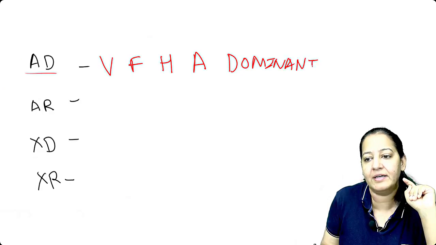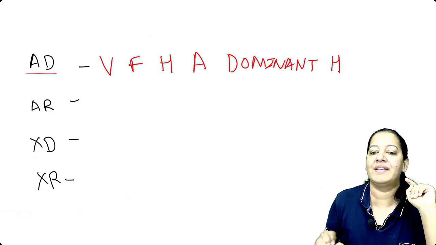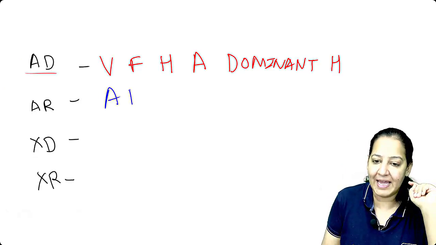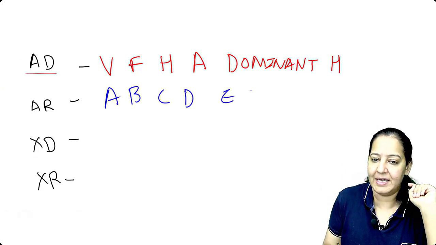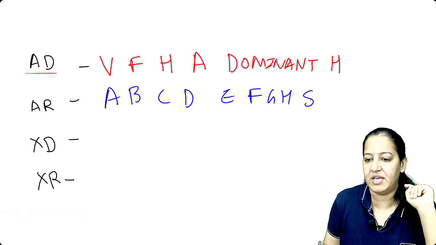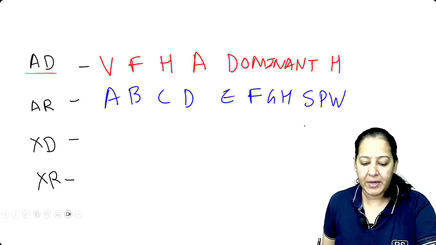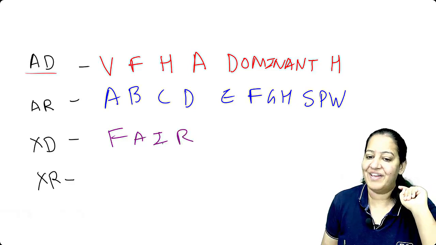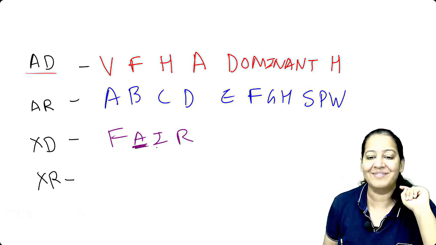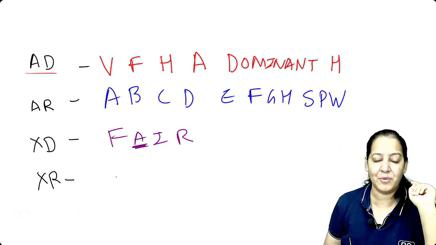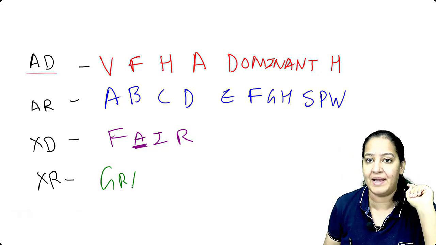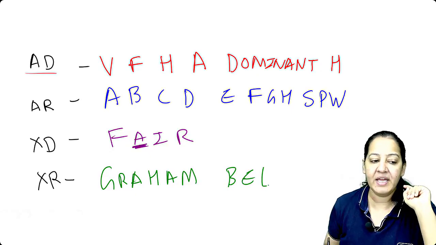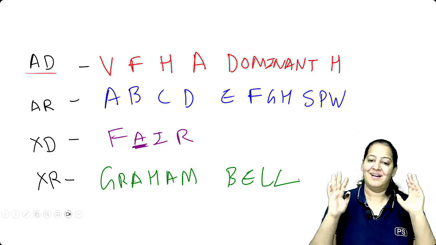Dominant. Okay. Autosomal recessive. The mnemonic is A, B, C, D, E, F, G, H, S, P, W. Okay. X-linked dominant: FAIR. The main one is Alport. And the last one, X-linked recessive: Graham Bell. So please learn, at least try.